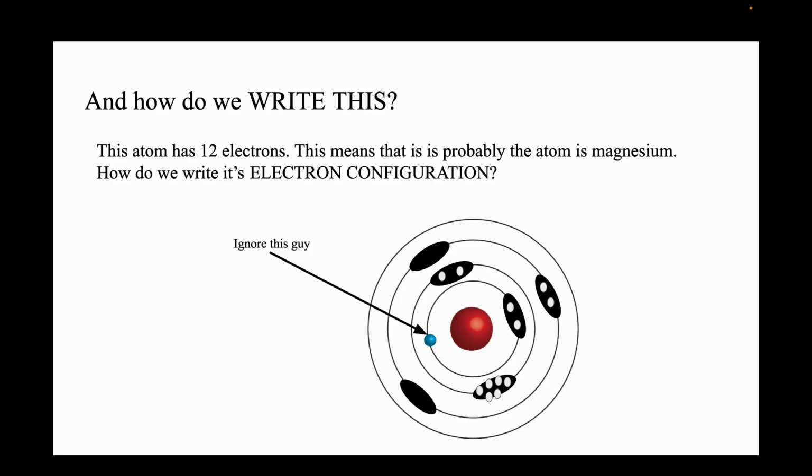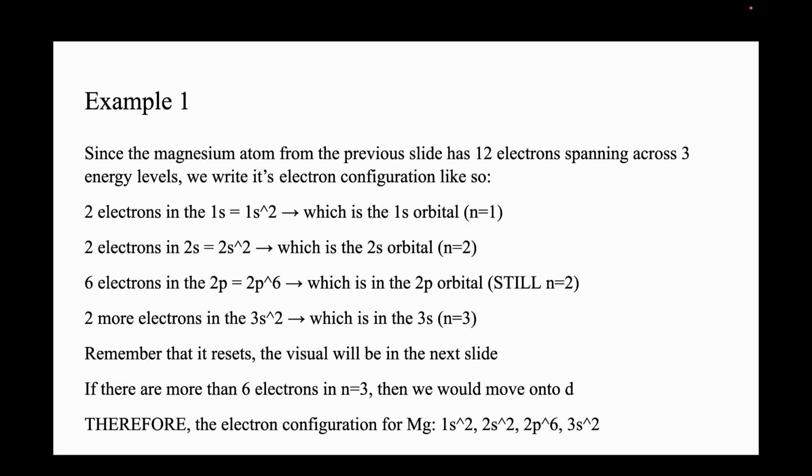And now we're going to write the electron configuration for magnesium. So we have 2 electrons in the S subshell, 1st energy level, 1s squared. 2 electrons in the 2nd energy level, S subshell, 2s squared. 6 electrons in the P subshell, still in the 2nd energy level, 2p to the 6. And then finally 2 more electrons in the 3rd energy level, S subshell, 3s squared. 1s squared, 2s squared, 2p to the 6, 3s squared. That is the electron configuration for magnesium.